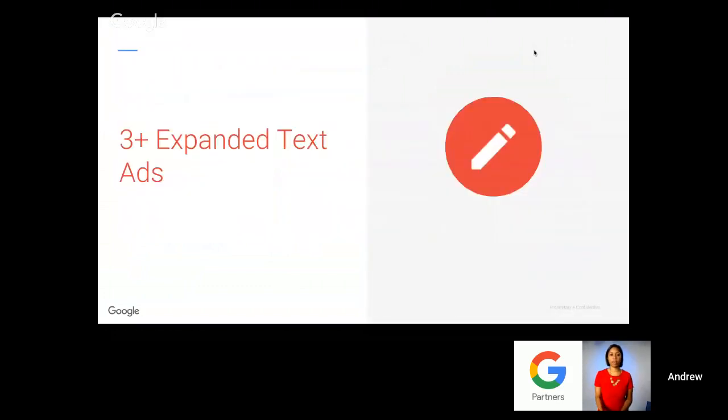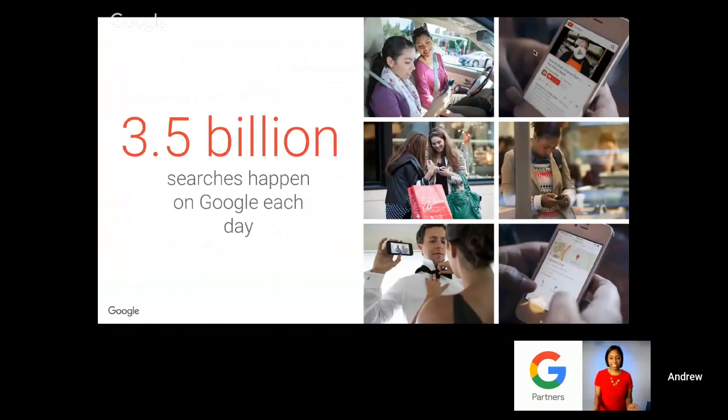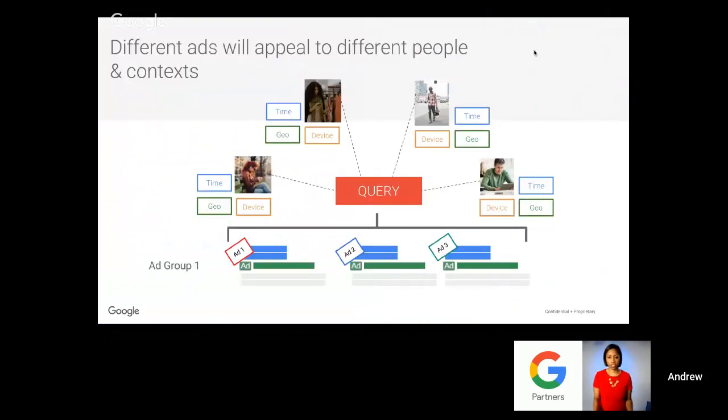So let's dive into what we mean by having 3 or more expanded text ads in every ad group. To set the stage a little bit, I'm sure you know this, there are billions of searches happening on Google every day, 3.5 billion in fact. And every single time someone does a search, we want to make sure that they're seeing an ad that's most relevant to what they're looking for. But it's not just the query that we want you to be thinking about in terms of relevancy, because there are also different contexts that users can be in that really make a difference in what ad is going to speak to them most. Some of those contexts include time, the device they're searching from, and where they're searching from.